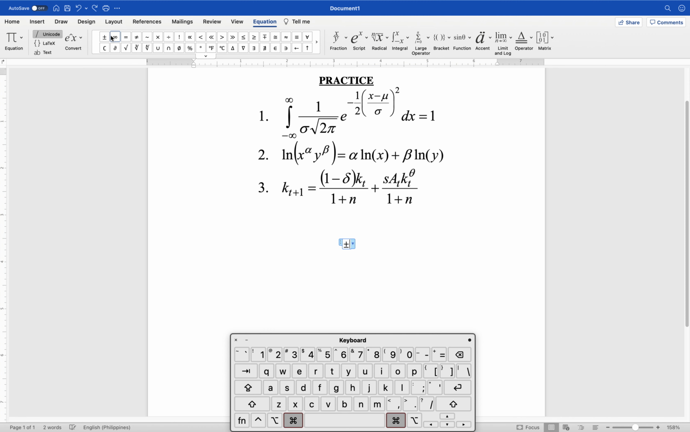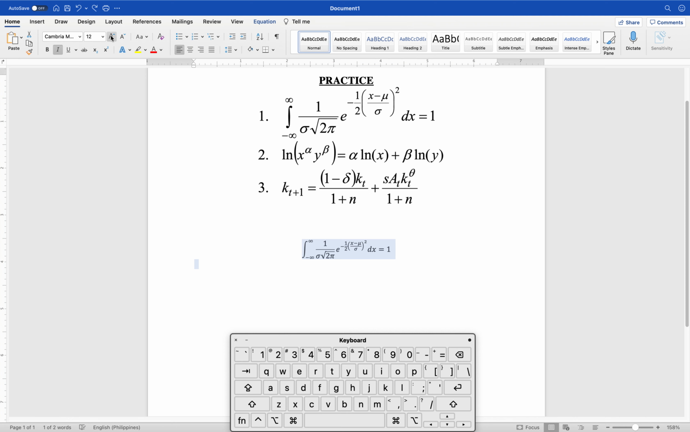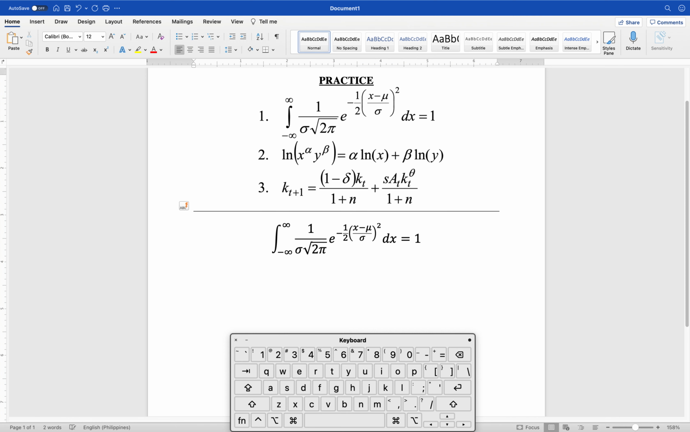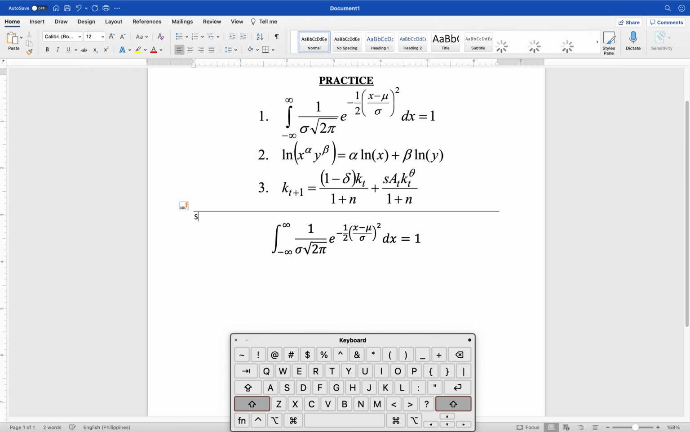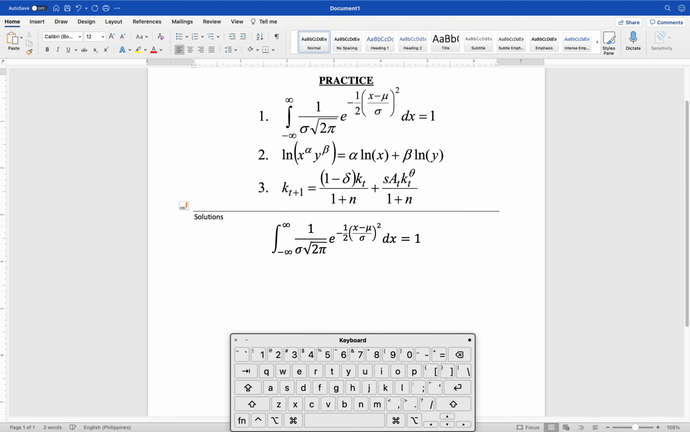For you to see it clearly, let's make it font 14. Or why not bigger, right? 20. Okay, so there you go. So these are our solutions. So this should be in times. Okay, so that's for number one.